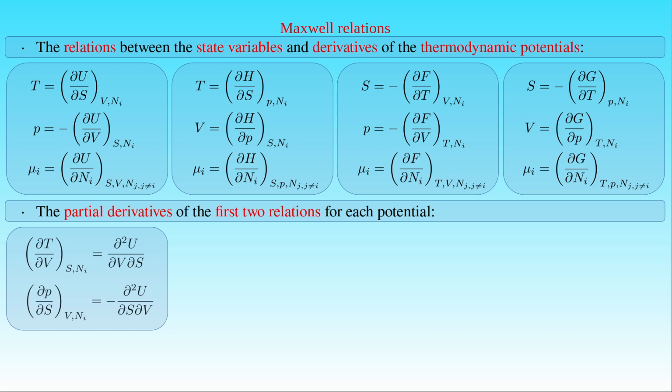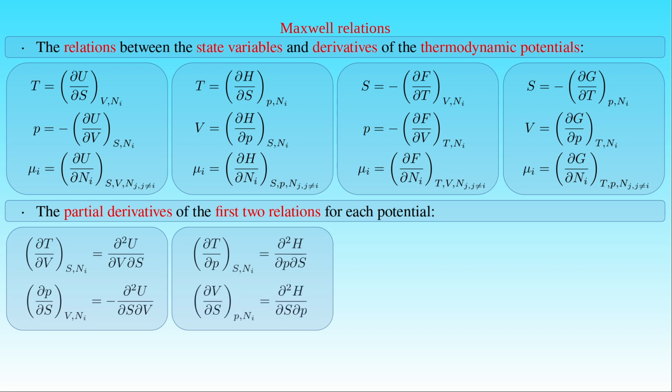For the first equation in the second group, we can write that the partial derivative of the temperature T with respect to the pressure P at constant entropy S and number of particles Ni is equal to the second order partial derivative of the enthalpy H with respect to the pressure P and the entropy S. For the second equation, we have the partial derivative of the volume V with respect to the entropy S at constant pressure P and number of particles Ni, which is equal to the second order partial derivative of the enthalpy H with respect to the entropy S and the pressure P.